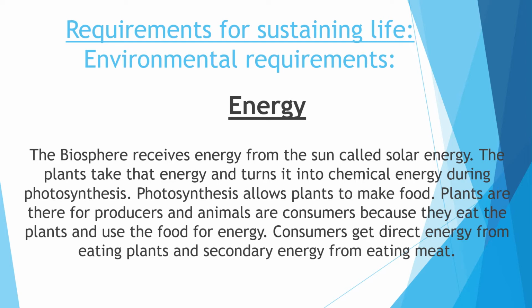Plants absorb solar energy and convert this to chemical energy during photosynthesis. Photosynthesis allows plants to make food, which is why plants are known as producers. Animals are consumers because they eat the plants and then use the food for energy in their bodies. Consumers get energy from plants directly when they eat vegetables and fruit, and indirectly when they eat meat from animals that have eaten plants.